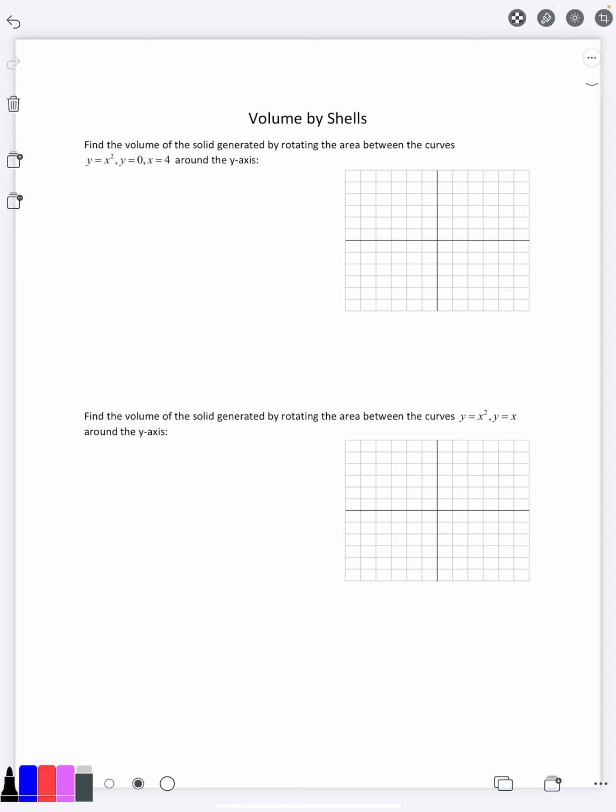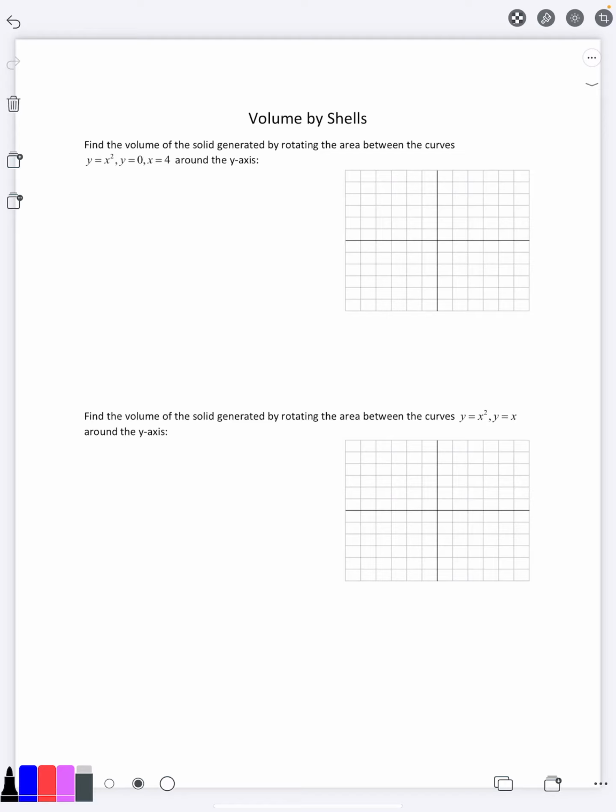In this video, we're going to learn about a method called the shell method for finding the volume of a rotation. So again, they're going to give you a set of equations that are going to define a shape in the plane, and then they're going to rotate it around something.